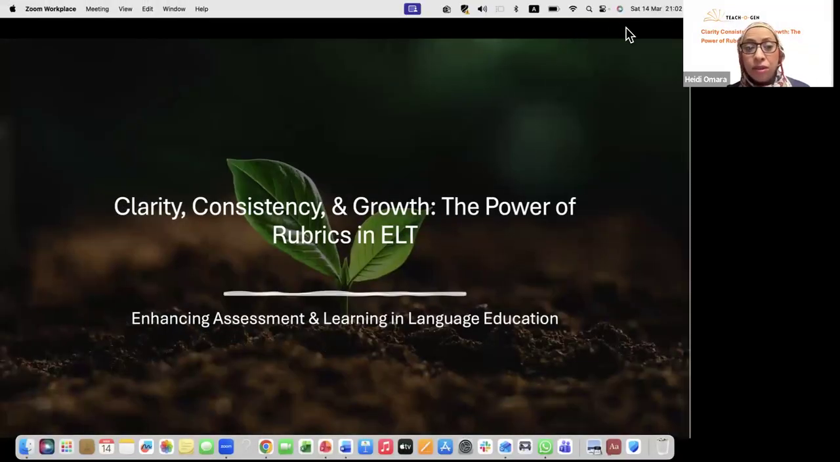And it's about clarity, consistency, and growth, and the power of rubrics in ELT. So I will start with a very traditional question. Do you know anything about rubrics, or have you heard about rubrics? If yes, do you use it in your institution? Please, in the chat box, just quickly write me, yes, we do use it, and what do you use it for, or we don't, simply.